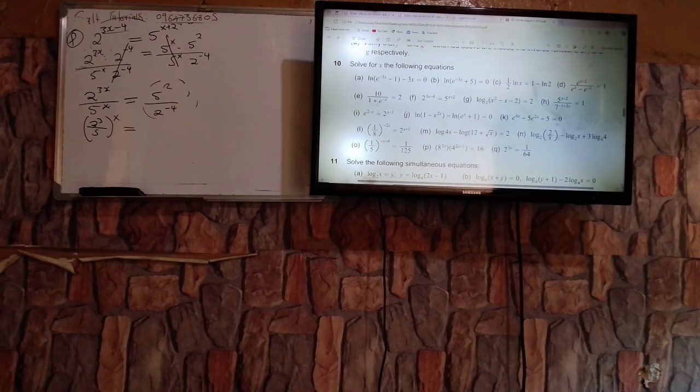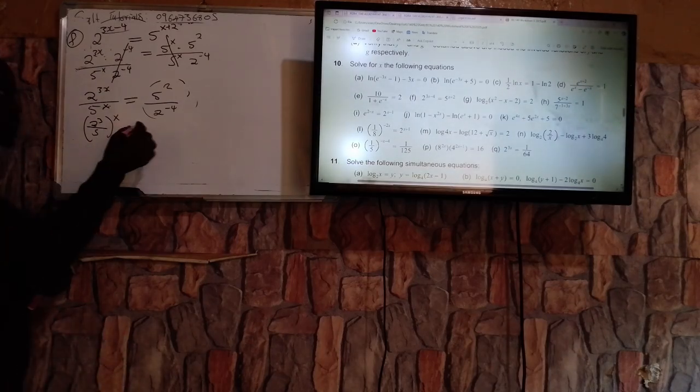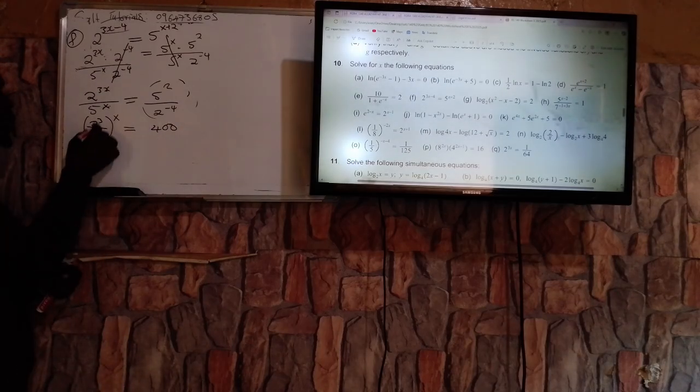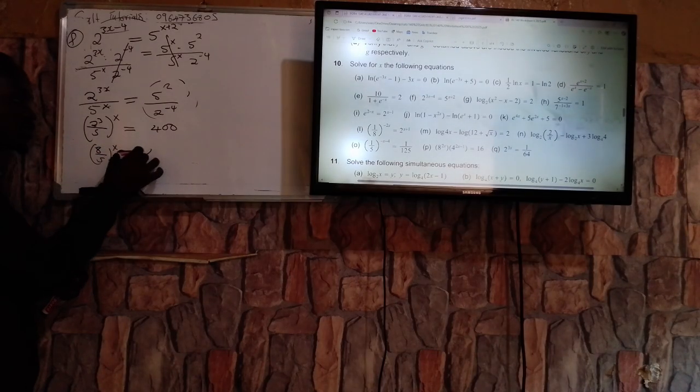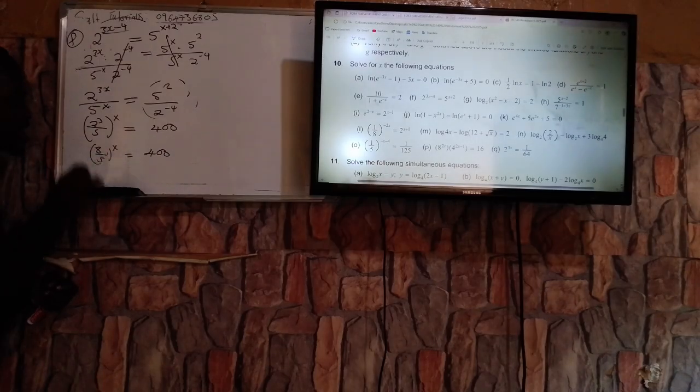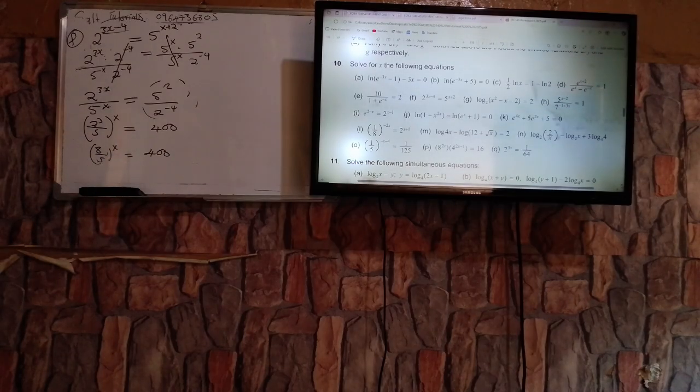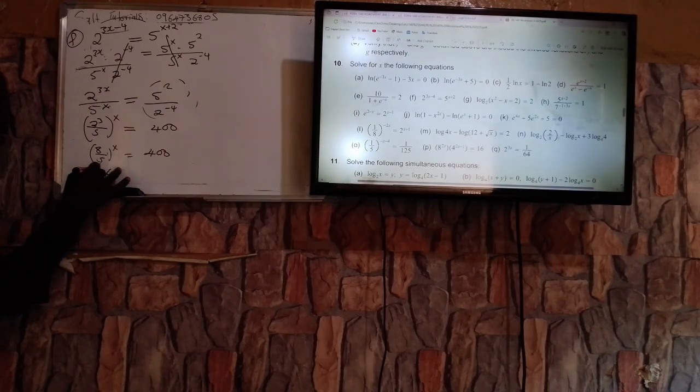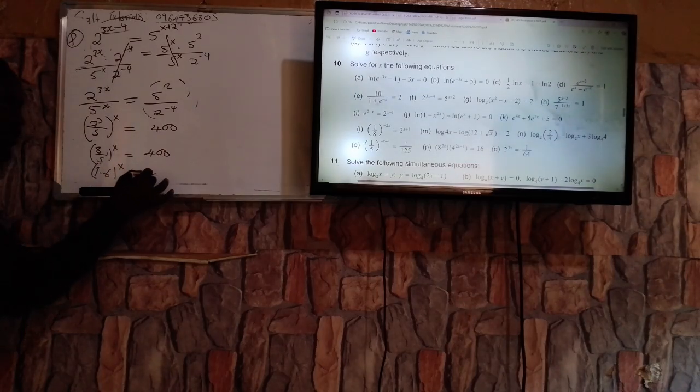So we have 25 divided by 2 power negative 4. So we have a 400. So I'm going to have a 400 this side. So here we have 8 over 5 power x to be equal to 400. We can even divide in advance. 8 divided by 5 will give us what? 1.6. So this will be 1.6 power x is equal to 400.